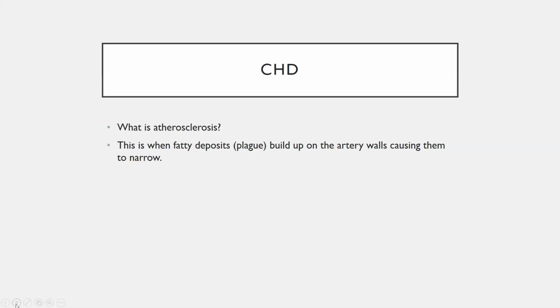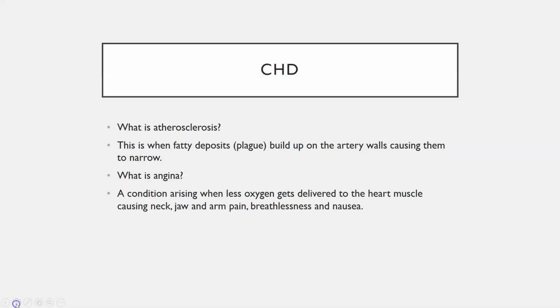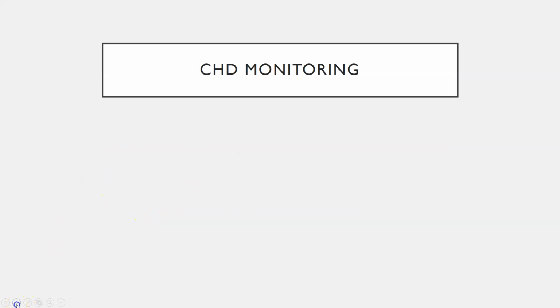Now remember that atherosclerosis or atheroma can cause angina, but what is angina? Can you describe angina to me just with some keywords? Pause it. Hopefully your keywords are neck, jaw, arm pain, breathlessness, nausea, dizziness. It's a condition arising when less oxygen gets delivered to the heart muscle. You've got to think our coronary artery walls are narrow, which means they're getting less oxygen. This less oxygen causes pain, neck pain, jaw pain, arm pain, breathlessness, nausea. Okay, so that is atherosclerosis and angina.